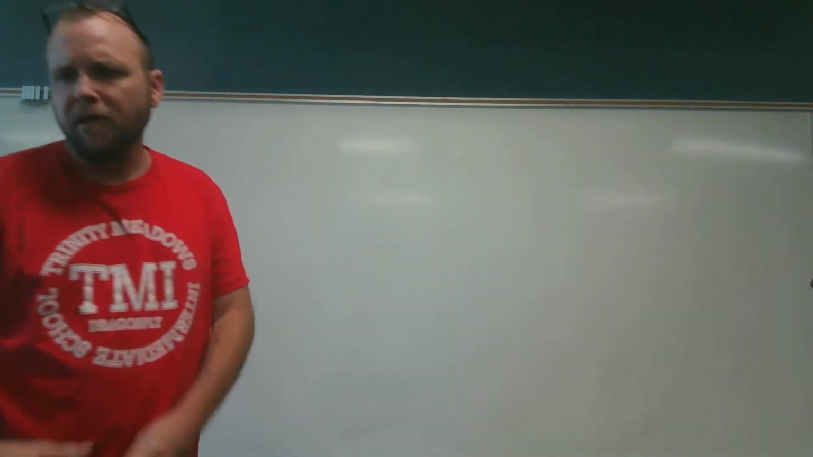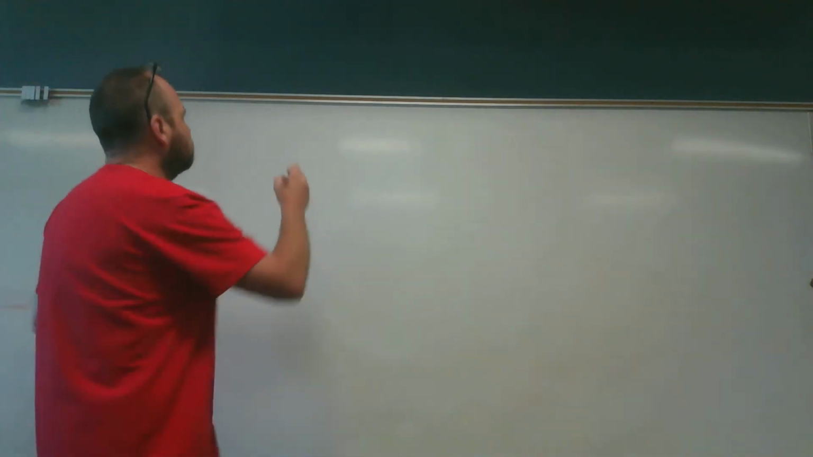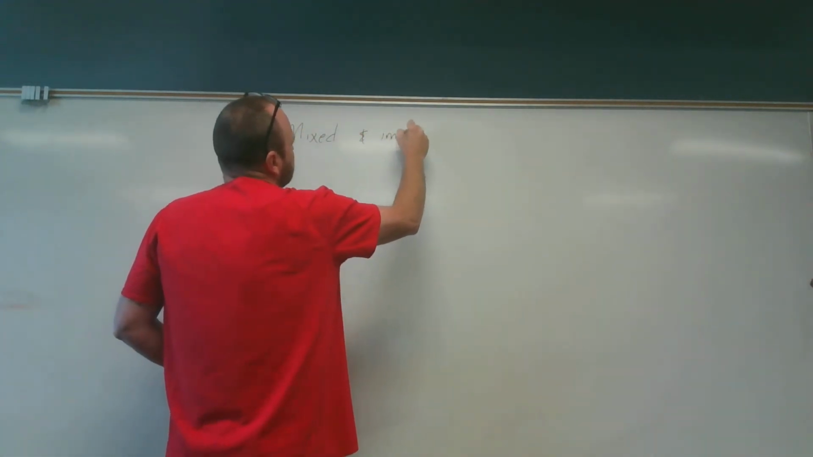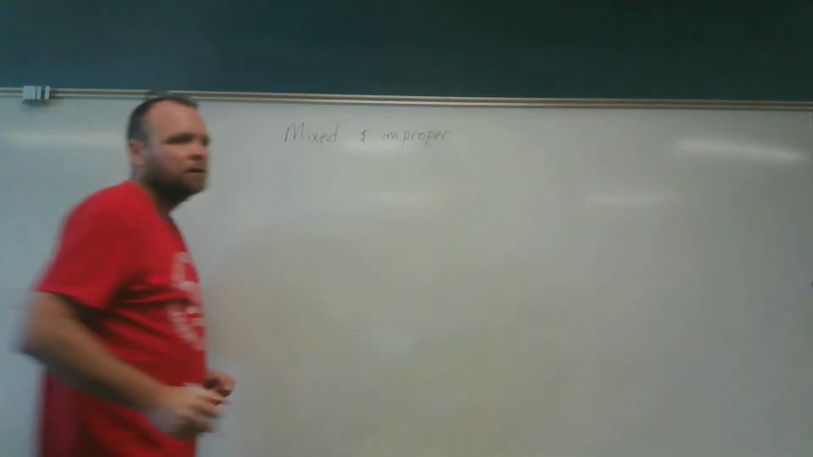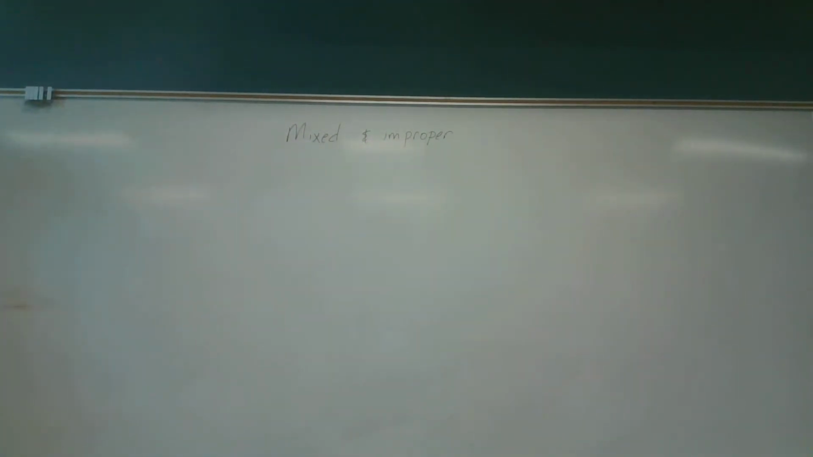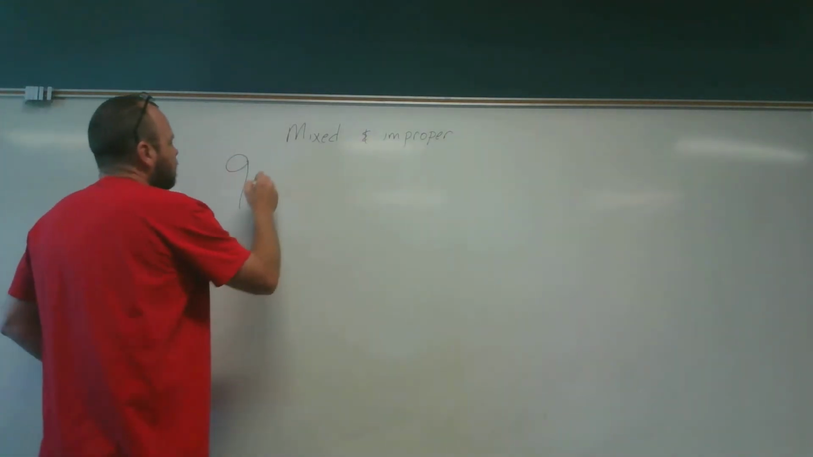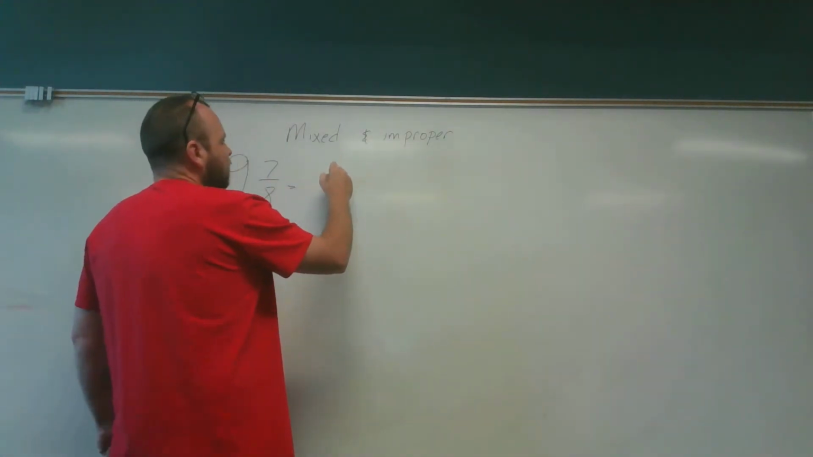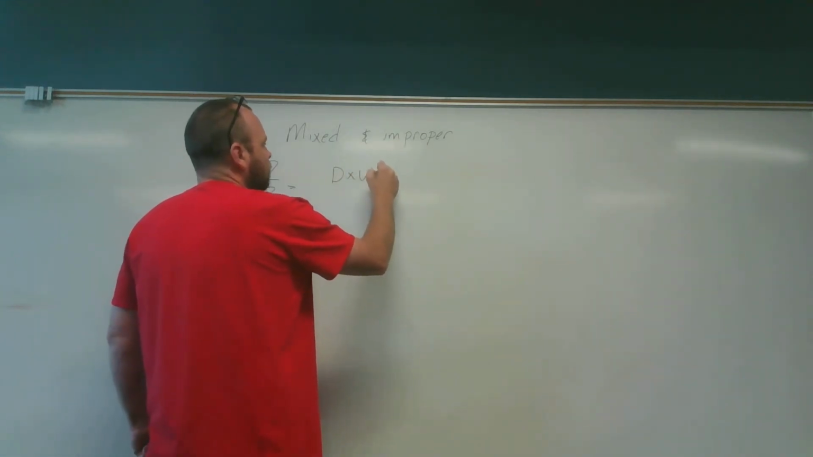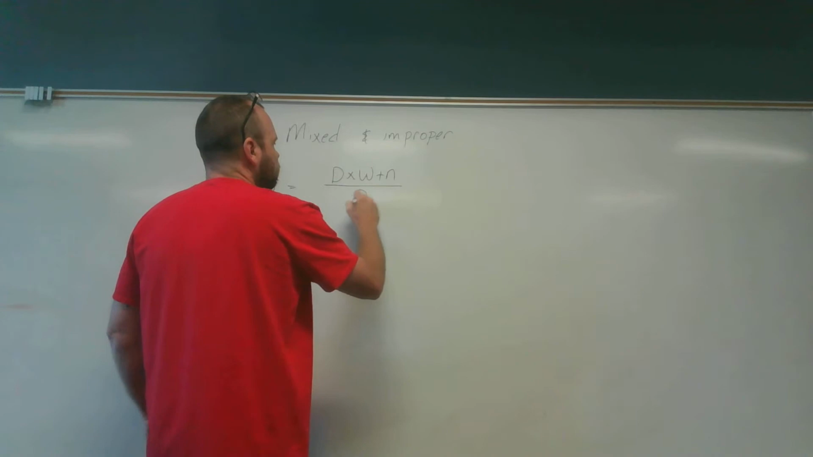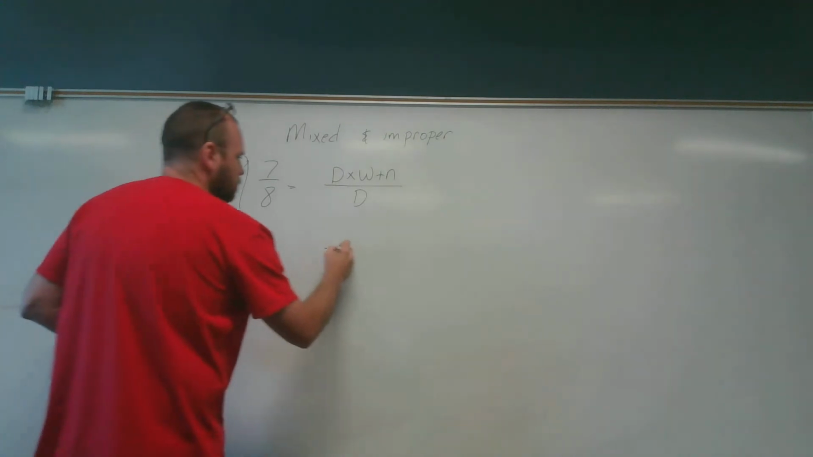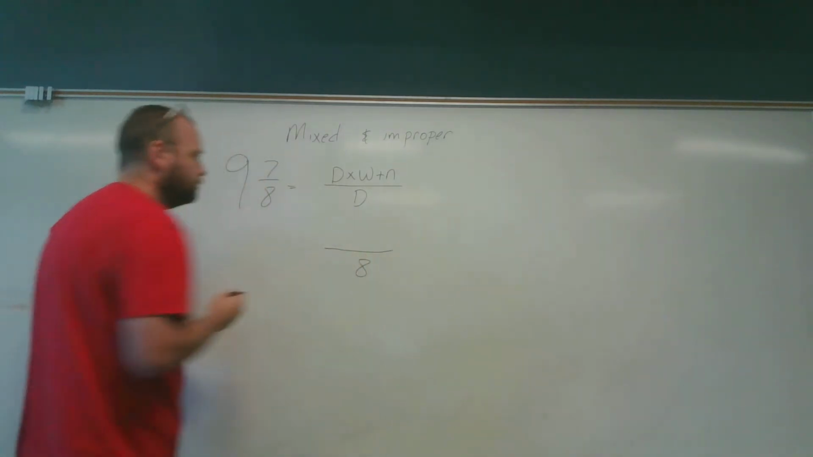What else do we have? We need to change mixed numbers to improper fractions. So mixed and improper. Okay, first we'll change from a mixed number to an improper number. Let's go 9 and 7/8. There's an easy formula for you to remember how to change this. You multiply the denominator times the whole number and then add the numerator, and you put that over the same denominator. So if I do this here, my denominator stays 8.